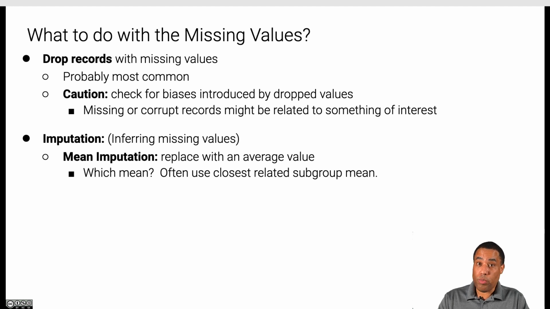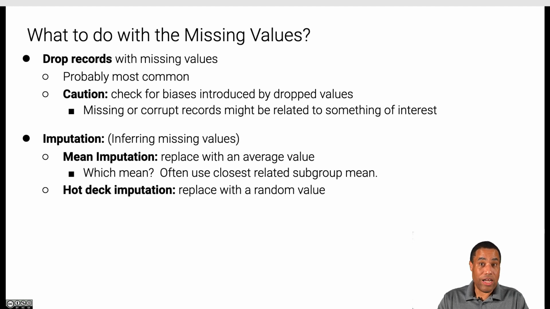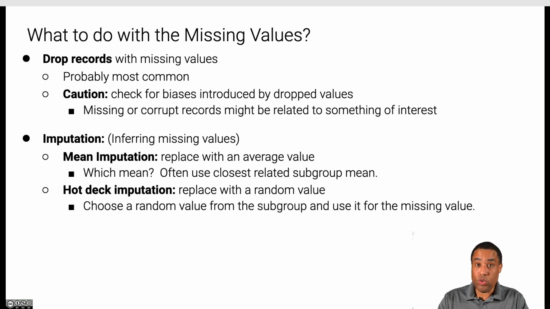But there's another approach, and that's what's called hot deck imputation, where we simply replace it with a random value, where that random value is chosen from that closest subgroup, and we use that for the missing value. So that would say, of all your other homeworks, we pick one at random, and that replaces the grade of the homework that you didn't turn in.